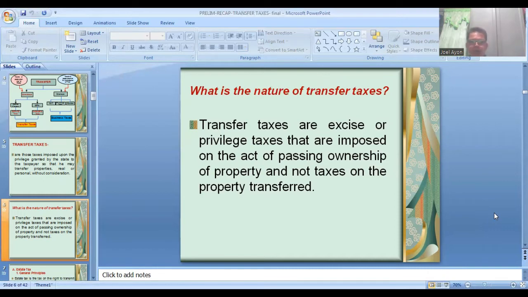So actually there are two kinds of definition of the excise tax. The other one is the luxurious or sin taxes. But in this context, we define excise tax as a privilege or right to transfer properties.